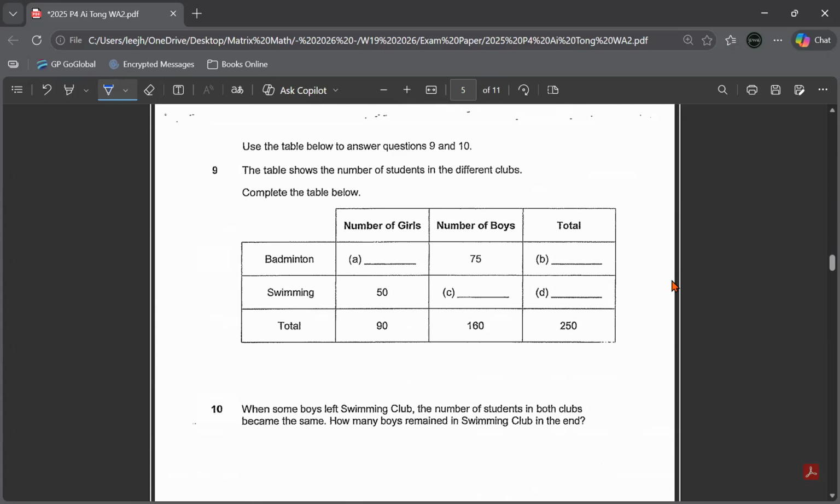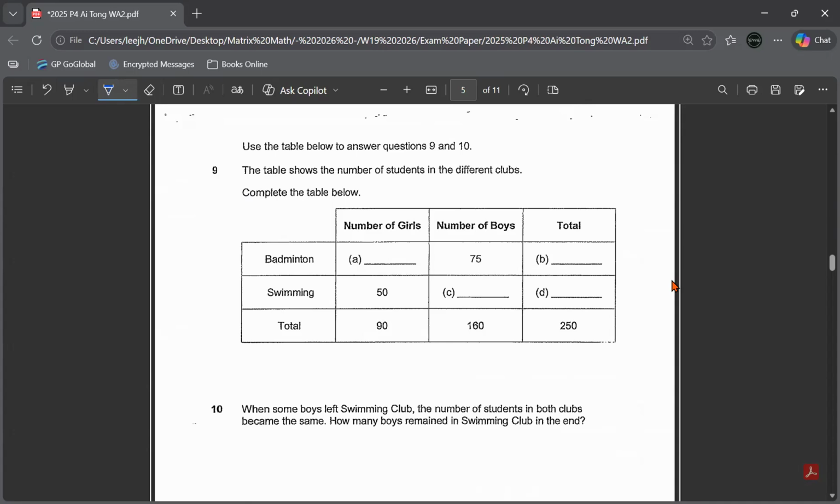The table shows the number of students in different clubs. Complete the table below. So this is badminton, swimming, and total. And we have the number of girls in this column, number of boys, and the total number of children. Okay, so if we were to look at this, we can actually find out what is A, what is C, what is B, and D.